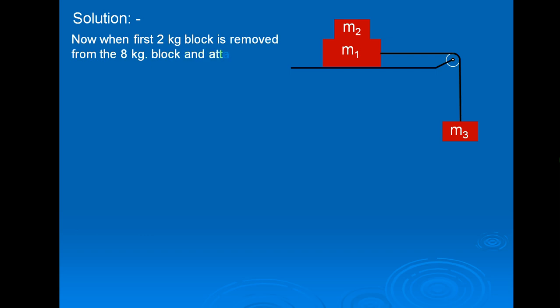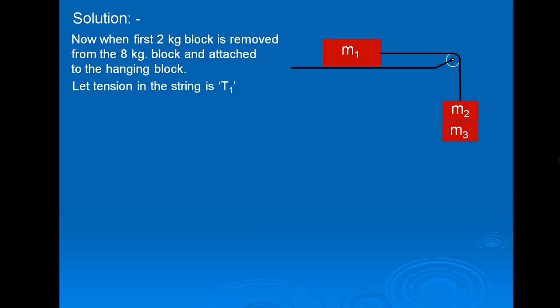Now when the 2 kg block is removed from the 8 kg block and attached to the hanging block, see in the diagram, m2 is removed and placed over the mass of block m3. Let the tension in the string now be T1. See in the diagram, the tension changes, and let it be T1.